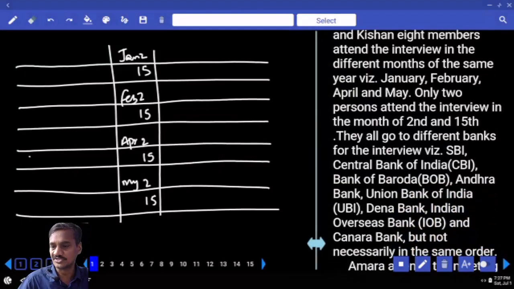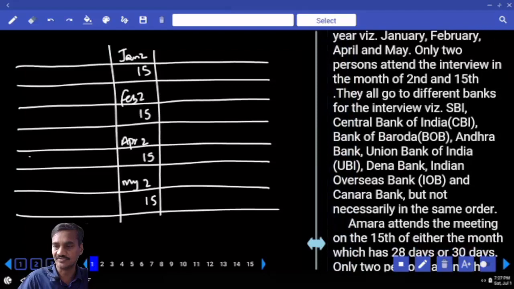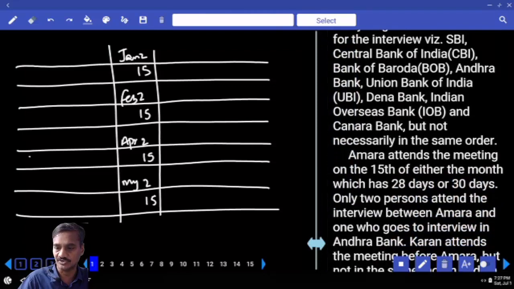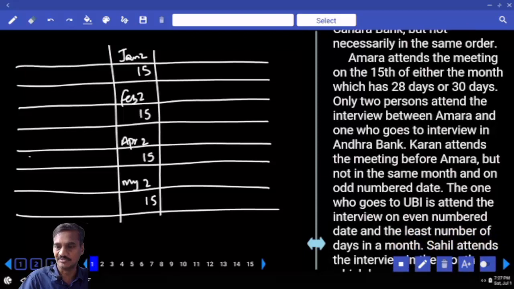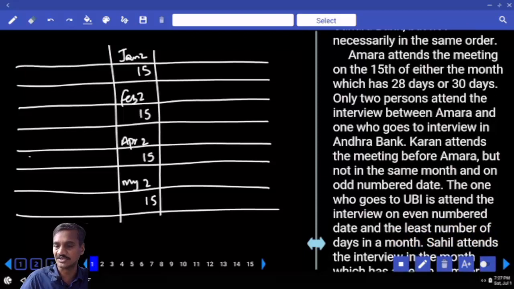Only 2 persons attend the interview in the month, on the 2nd and 15th. They all go to different banks for the interviews. Amar attends the interview on the 15th of either a month which has 28 days or 30 days. Now 15th. Amar went on either 15th of a 28-day month or 30-day month. April is there. Hence Amar went on either 15th of April or 15th of February. And we get the 2 possibilities.